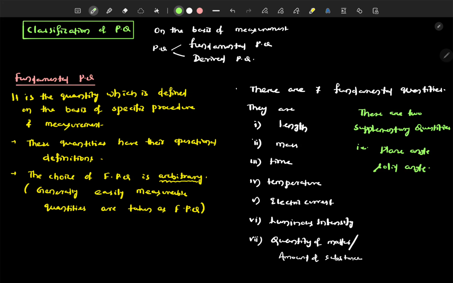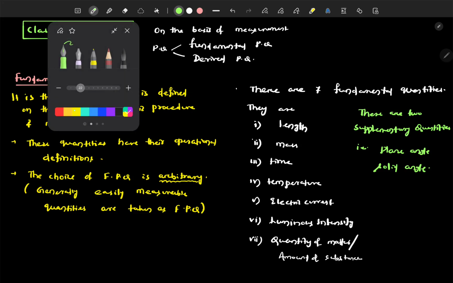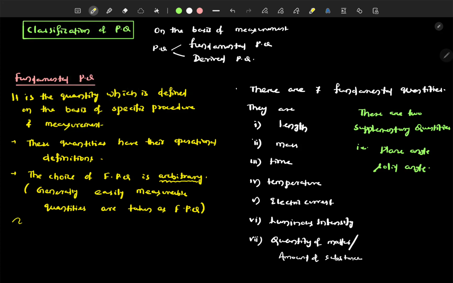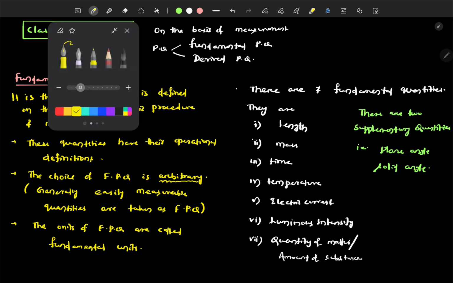Also remember, the units of fundamental physical quantities are called fundamental units. You can mention it as a point: the units of fundamental physical quantities are called fundamental units. We will discuss fundamental units later, regarding units. I hope this part is fully clear to all of you. This is about fundamental physical quantity.